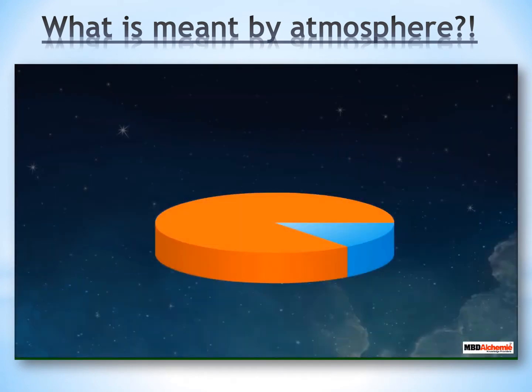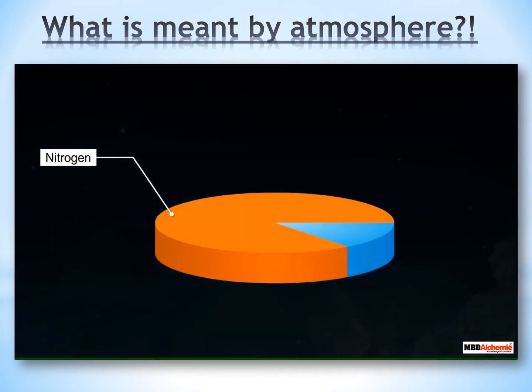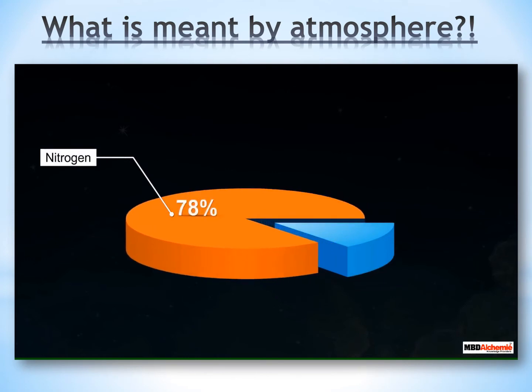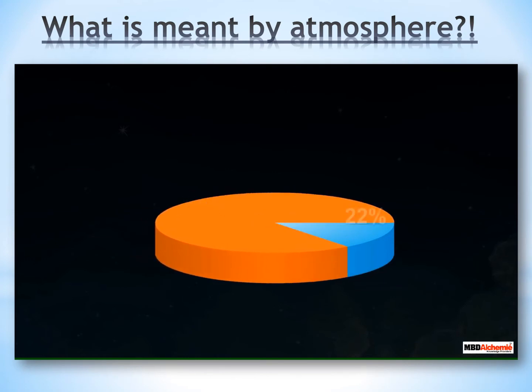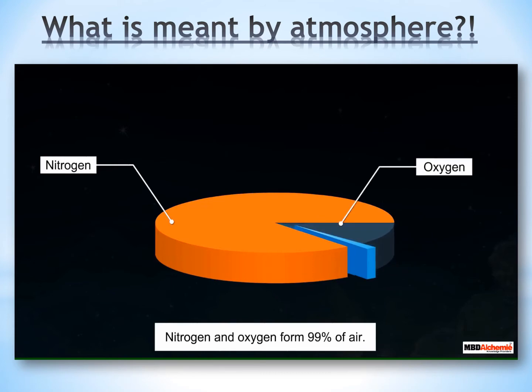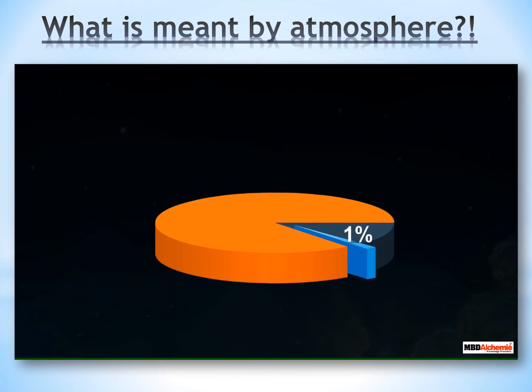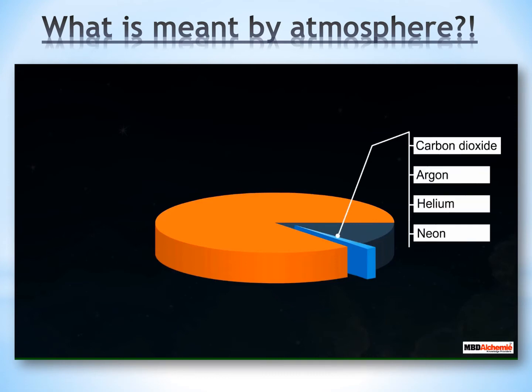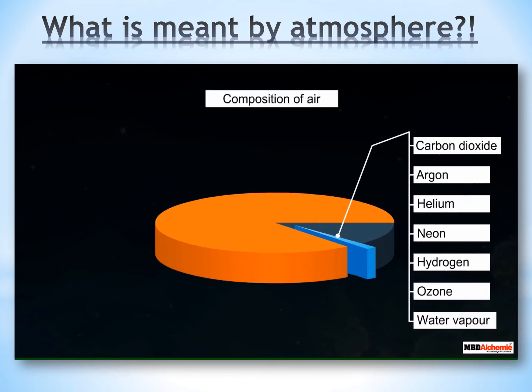The biggest component of air is nitrogen. It comprises around 78% of the air. Out of the remaining 22%, 21% of air is composed of oxygen. So, nitrogen and oxygen gases form about 99% of air. The remaining 1% of air consists of several gases, including carbon dioxide, argon, helium, neon, hydrogen, ozone, and water vapor. So kids, now you know what air is composed of.